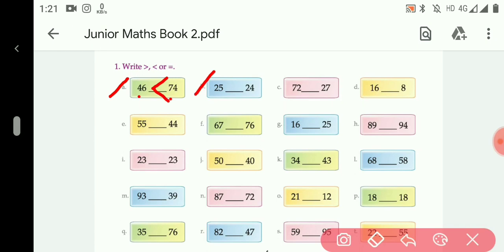Now move towards question B. 25 and 24. The digits in the tens place are equal, so we will compare the digits in the ones place, which is 5 and 4. Which one is greater? 5 is greater. So the sign will come towards 25. In the same way, the rest of the questions you will do by yourself.